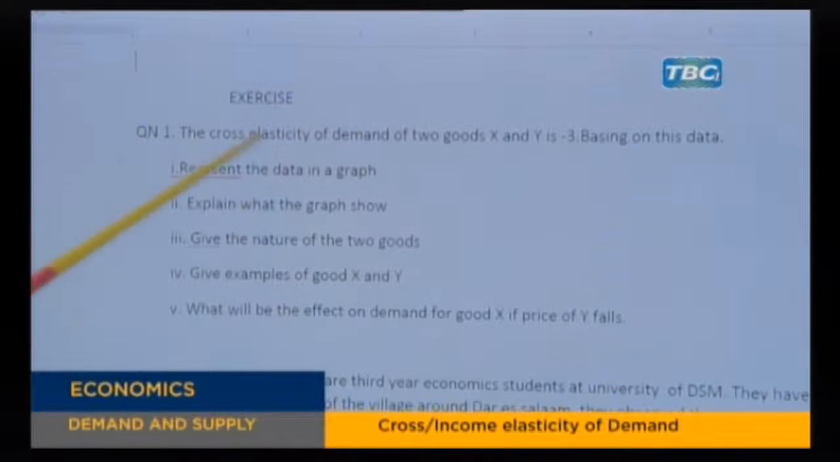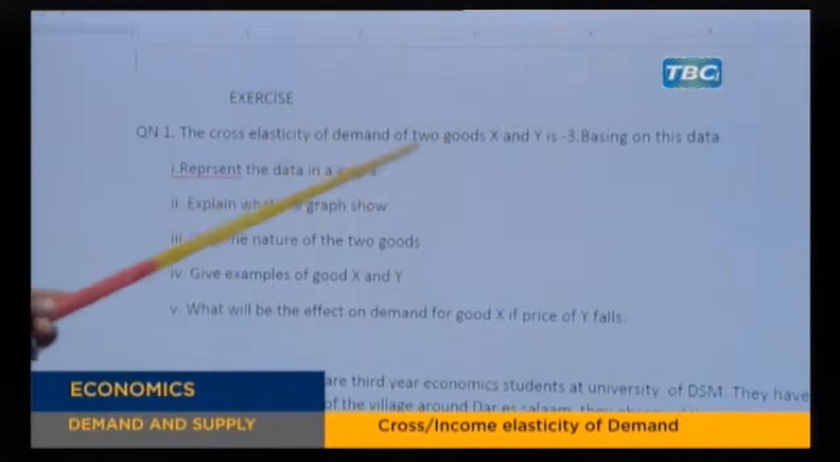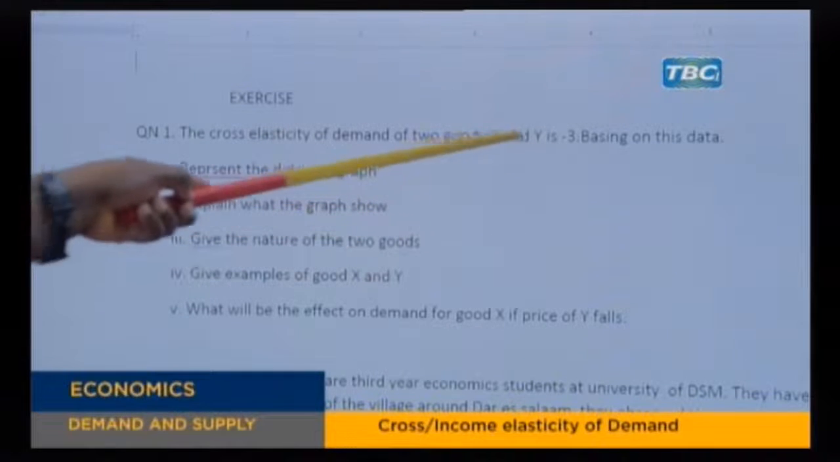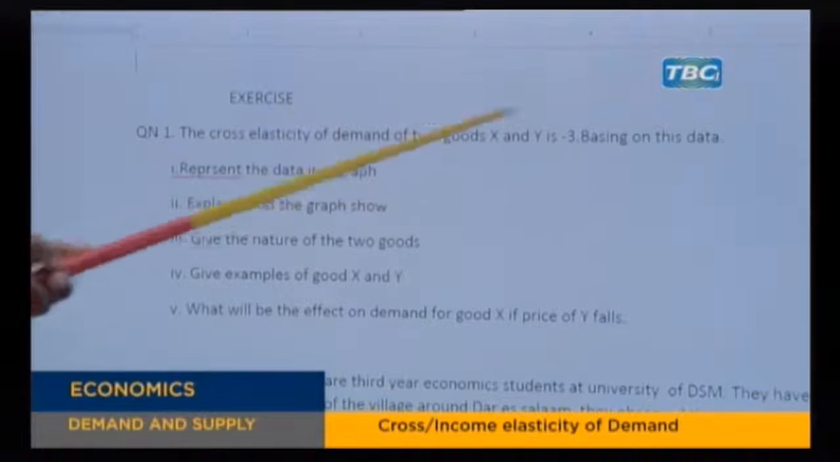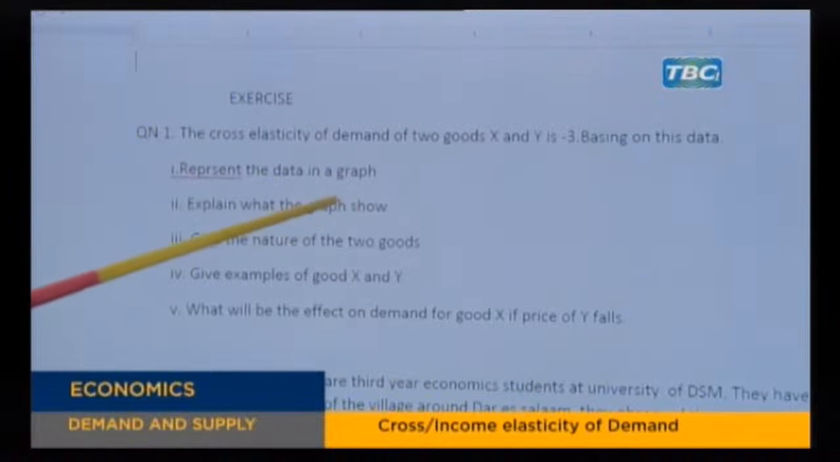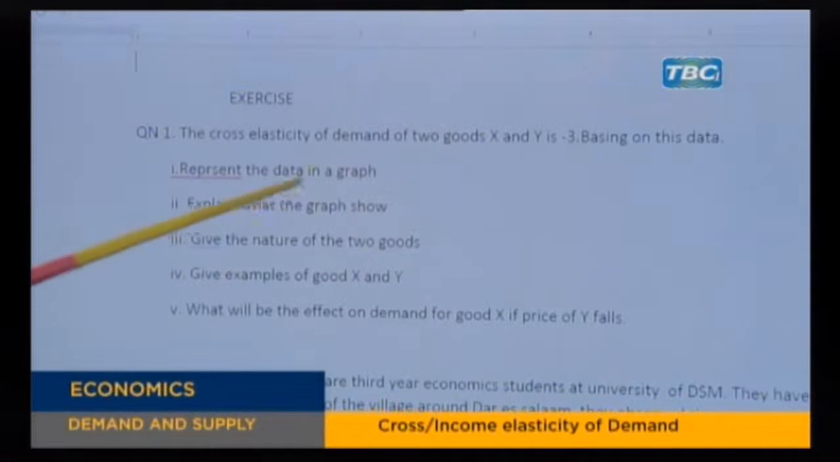The cross elasticity of demand of two goods X and Y is -3. Based on this data, number 1, represent the data in a graph. Number 2, explain what the graph shows. That means after representing the graph, you have to show what that graph is showing.